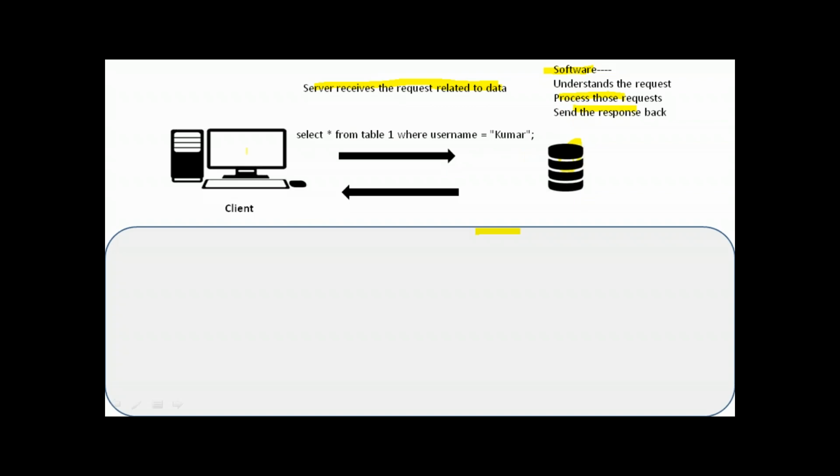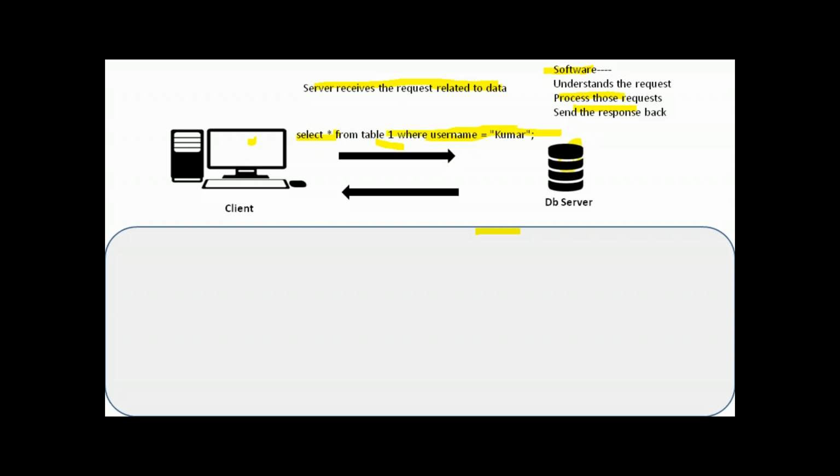And when you send a request from the client to the database, it has to be sent in a particular format. Look at the format of how the request needs to be sent: select star from table 1 where the username is Kumar. In this format you have to send it. You cannot send it in any random format. There is a particular way you have to send a request to the database server. Only then will it understand. Otherwise the software which we call a database server will not understand your request.